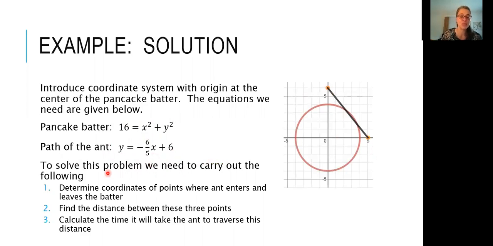So we have to do a few things. We have to find the points where the line crosses the circle. We do that just like that previous example. And then we calculate the distance between those 2 points and figure out how long it's going to take the ant to traverse that distance.